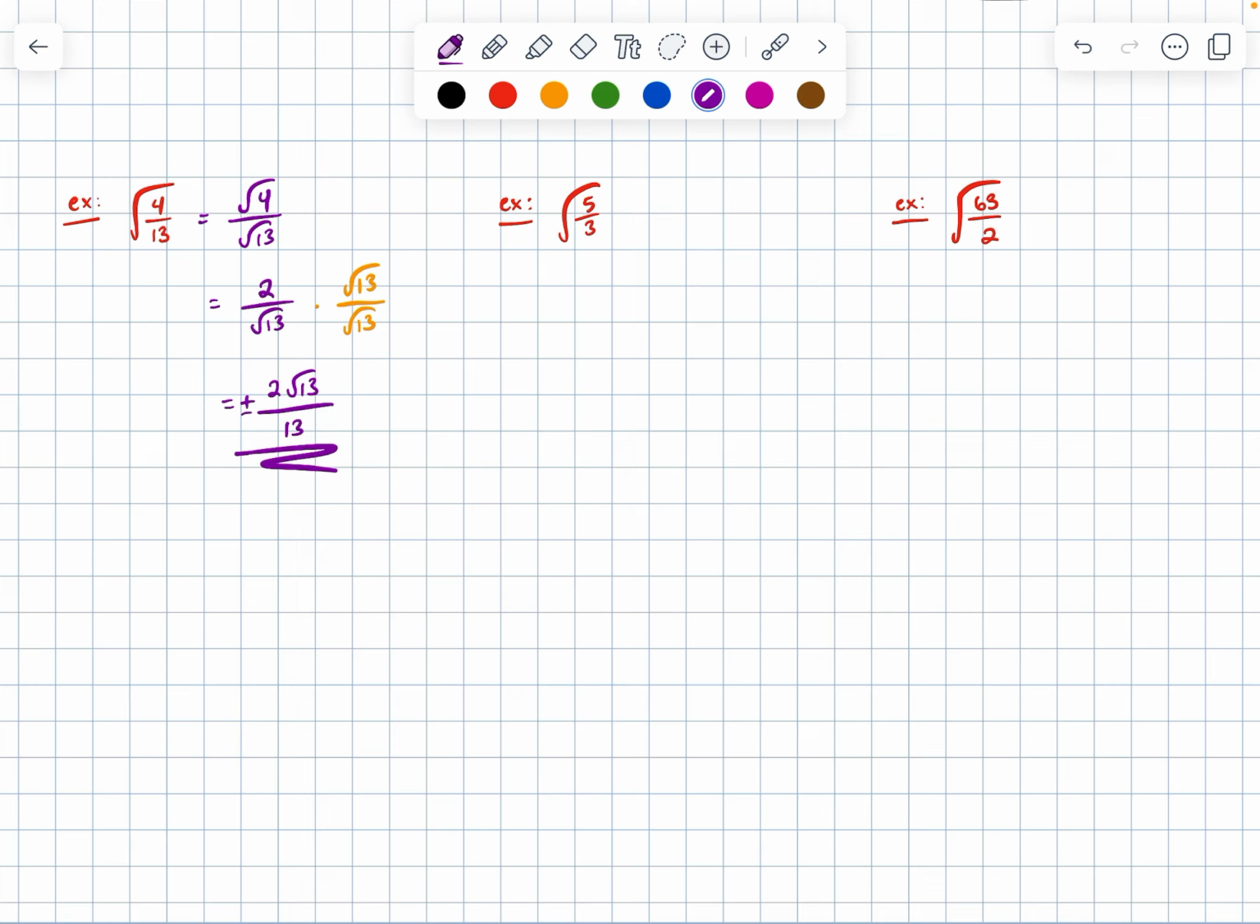I got rid of some square roots. Add in my plus or minus. There's my final answer: 2 root 13 over 13, plus or minus. Next, the square root of 5/3.